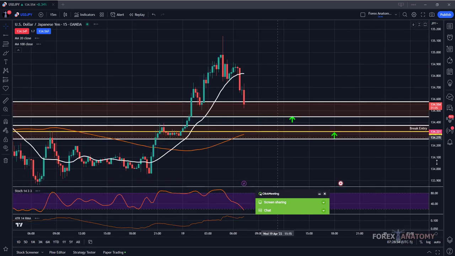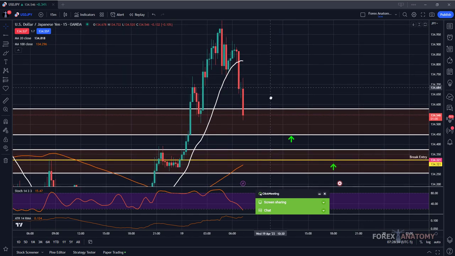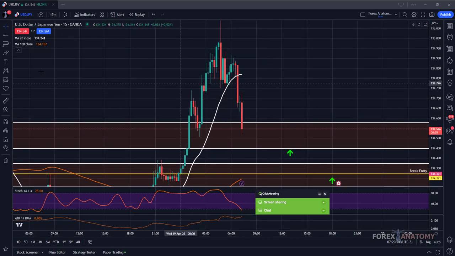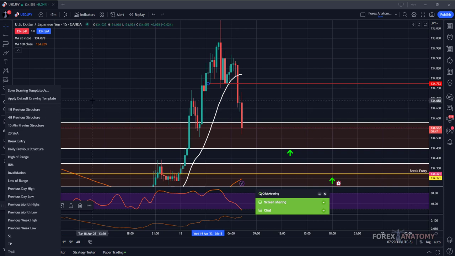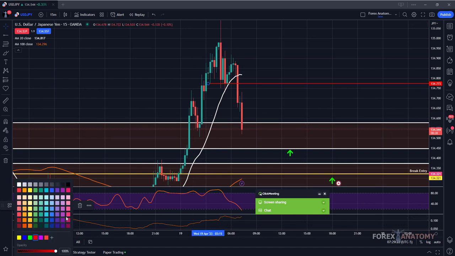I'm going to add a particular level where if price breaks and closes above this level, then we want to look for buys. And that's right here. So if we see price break and close above this level, then we definitely want to look for buys. Yeah, let me just add this right here.